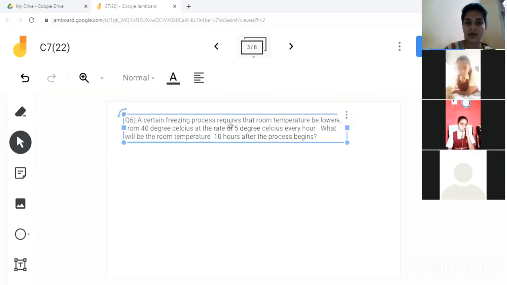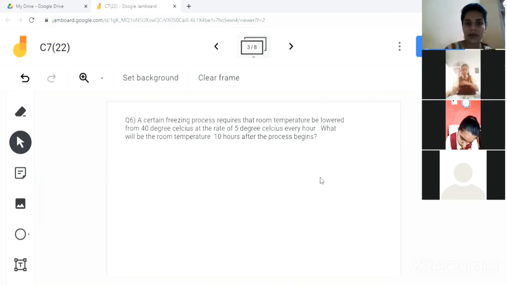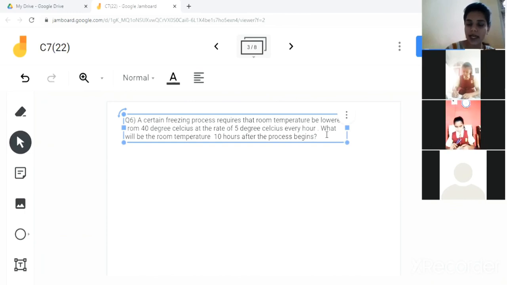A certain freezing process requires that room temperature be lowered from 40 degrees Celsius at the rate of 5 degrees Celsius every hour. Means the temperature was 40 degrees Celsius in the beginning and it gets decreased by 5 degrees Celsius per hour. Means in every hour it gets lower by 5 degrees Celsius. So what will be the room temperature 10 hours after the process begins?